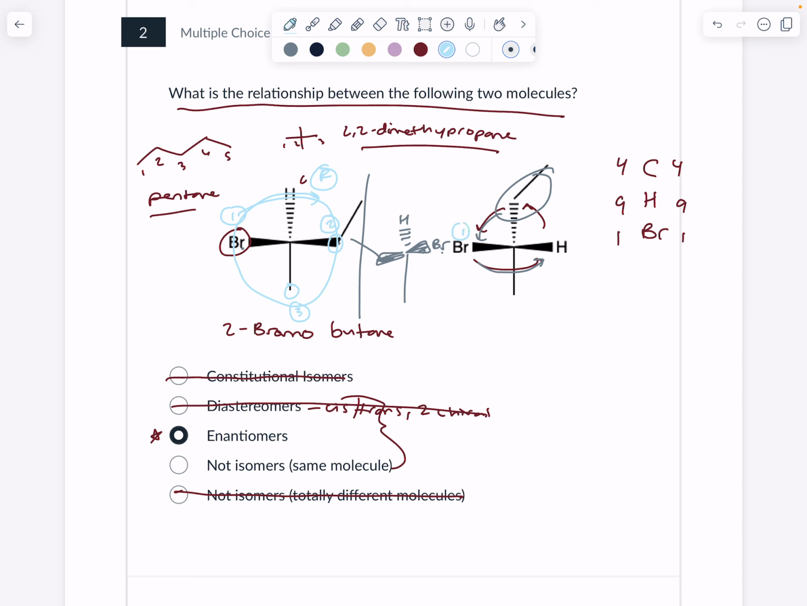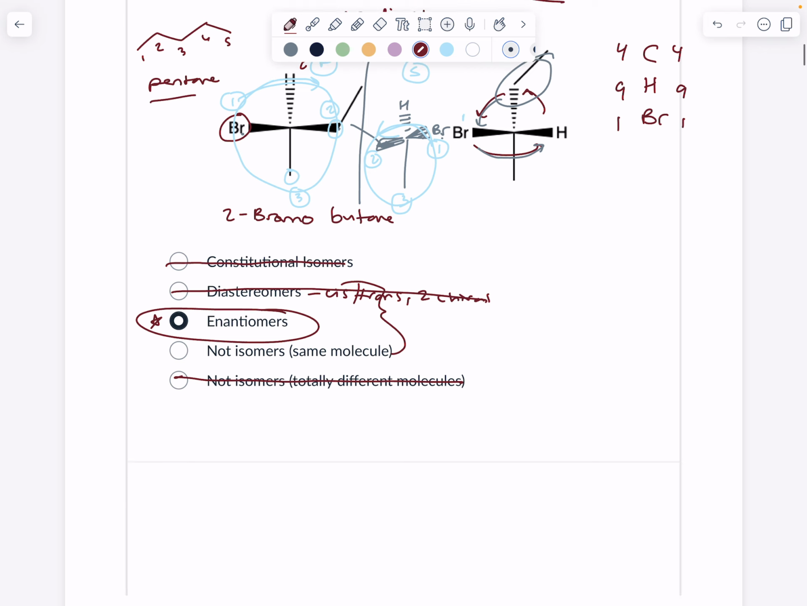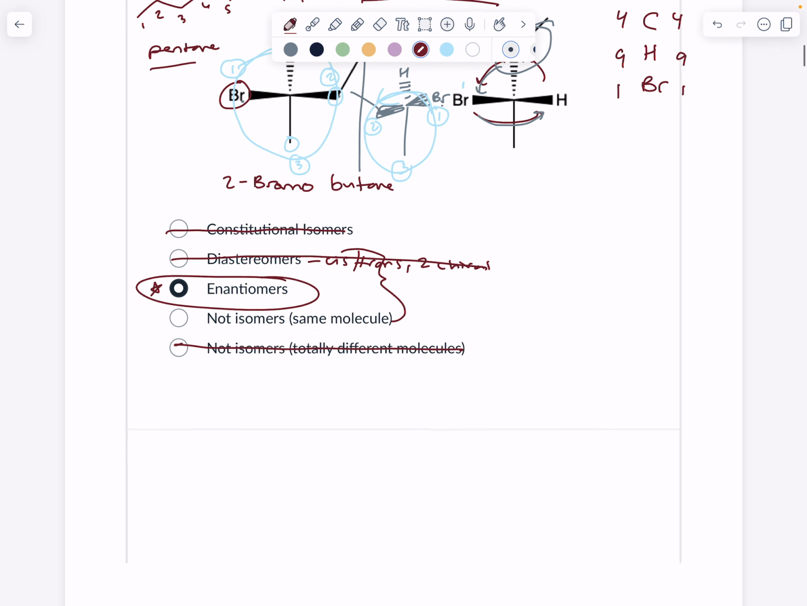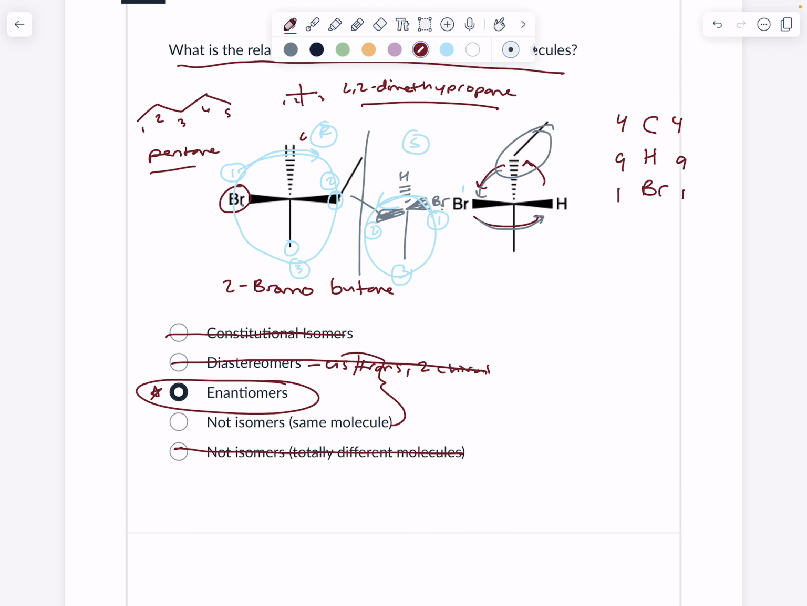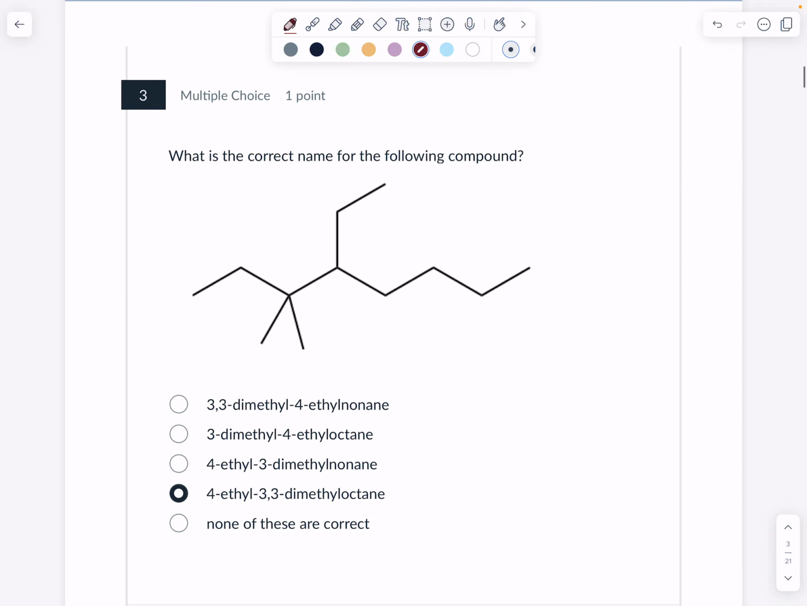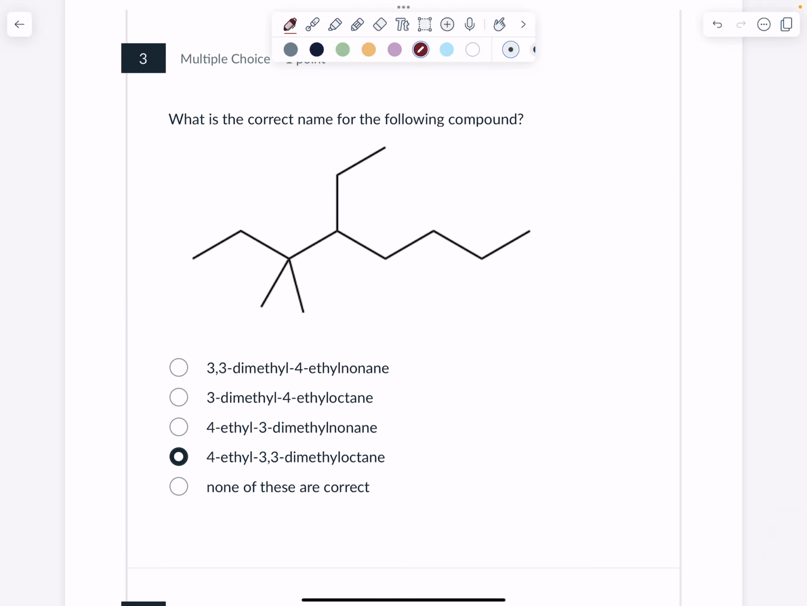Now this, I'm going to assign the priorities are the same. Oh, I'm going to do it on what we redrew. 1, 2, 3. They're going the opposite direction, so these are S. So these are definitely enantiomers, and there's a lot of different ways you can solve it. Whatever is easier for you to visualize, you kind of have to figure that out and work through it. That's just my process. Okay, the next question, what is the correct name for the following compound?